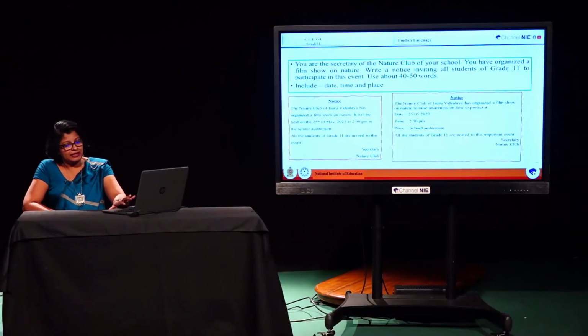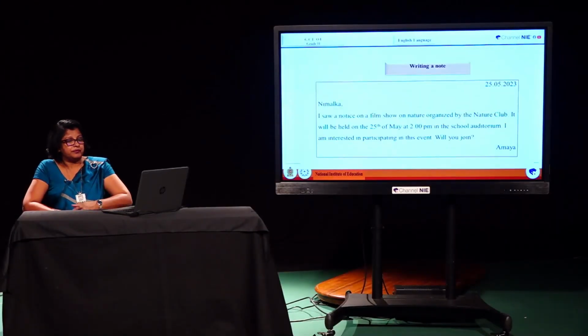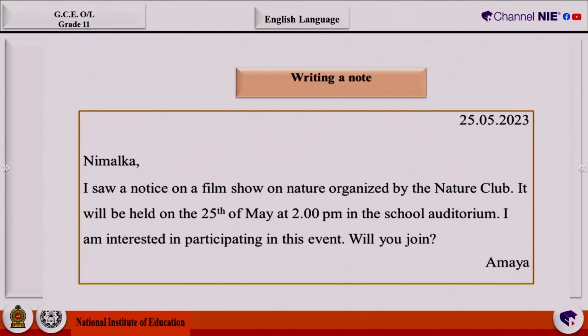Right. Let's go to the other test item that can appear in the same question, writing a note. I told you that you can write the date, but there's no need of writing a salutation. You can just start writing with the name of your friend. In this note, we have started it with Nimalka, that is the name of the friend.